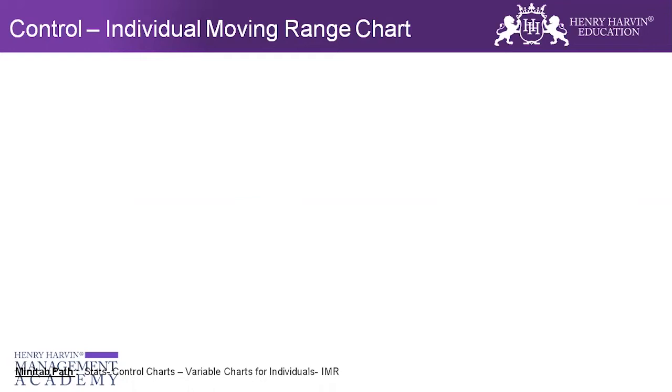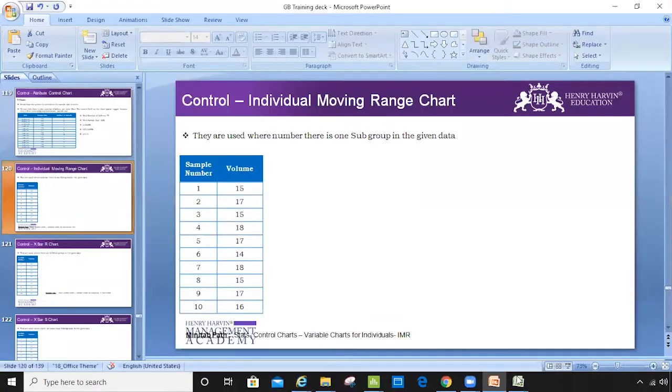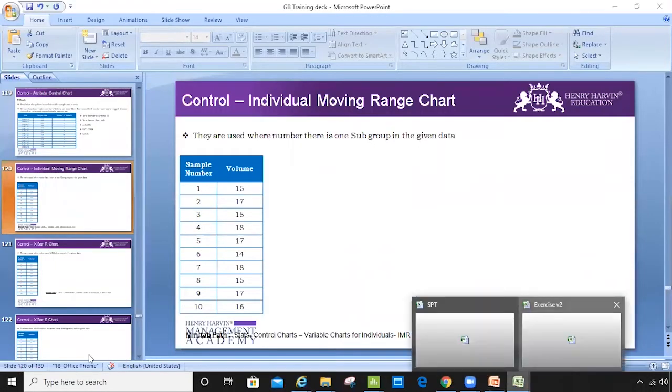The chart that I have is called the individual moving range chart. The individual moving range chart is used when we have a number of data points for one subgroup only, which is in the given data. This is for continuous data, wherein we want to see if there's any special cause variation. So let's do that as well.